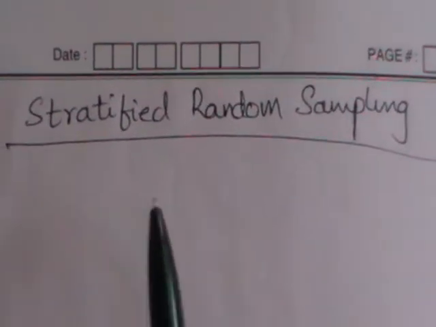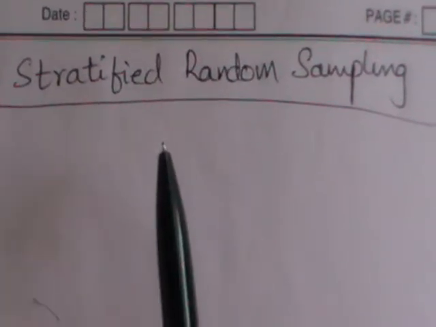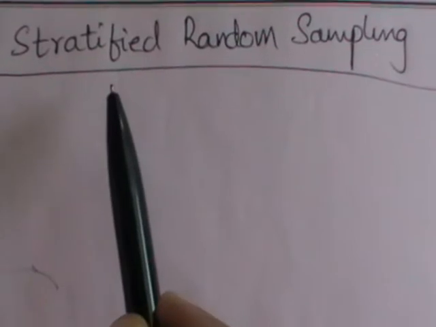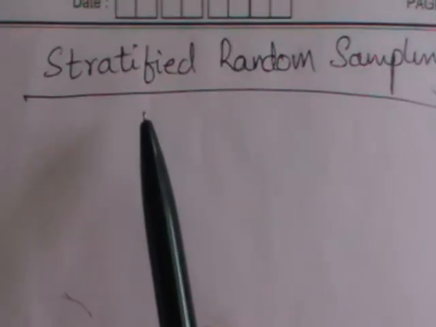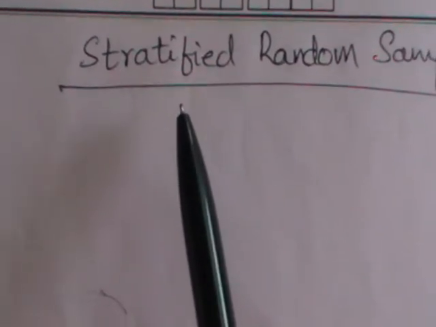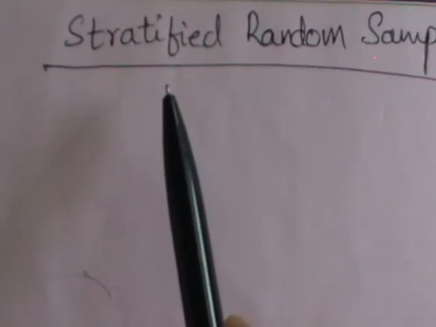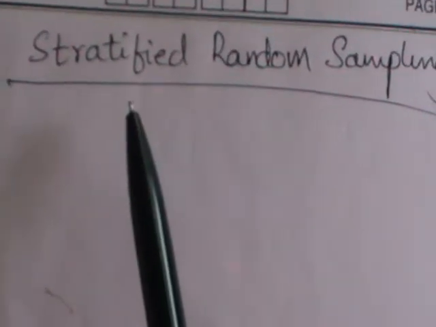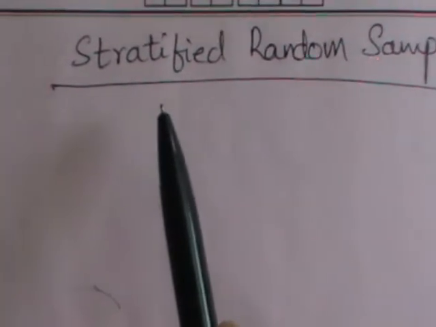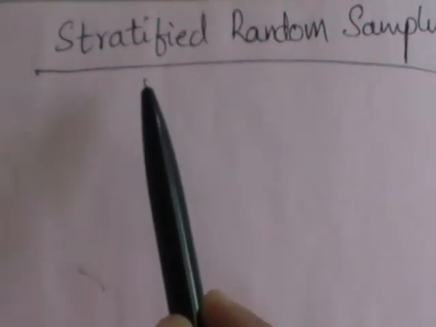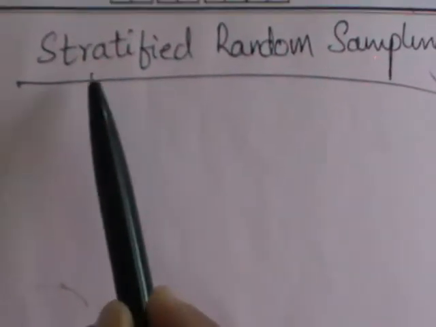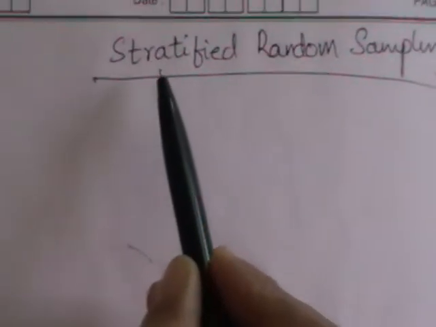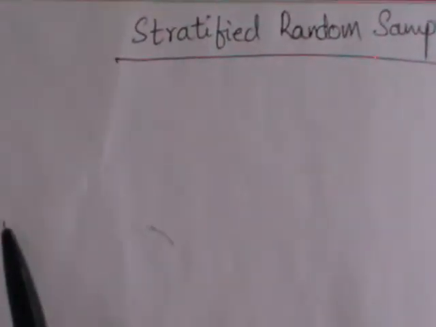So let us go to the second unit in paper 5. Here we are going to discuss two sampling techniques, stratified random sampling and systematic random sampling. In the first unit we have discussed simple random sampling. So here we are going to discuss a second technique, which is nothing but stratified random sampling.